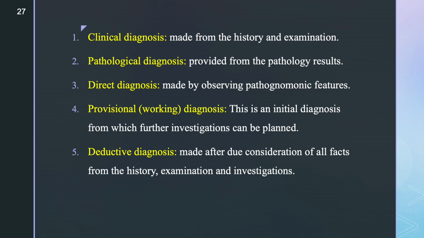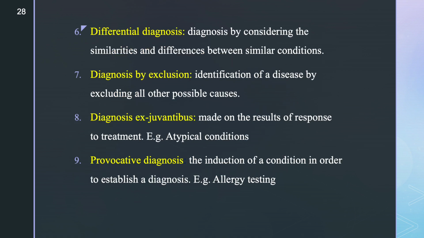And then we have the deductive diagnosis, which is made after due consideration of all the facts from history, examination, and investigation, by deduction. Say even a leukoplakia diagnosis is more of a deductive diagnosis. We have a differential diagnosis, which is given for every diagnosis that you make. It is a diagnosis that is considered by the similarities and the differences between other similar conditions and your current patient. And then we have the diagnosis by exclusion, which is identification of a disease by excluding all the possible causes. And we have the diagnosis ex juvantibus, which is made on the response to a treatment.